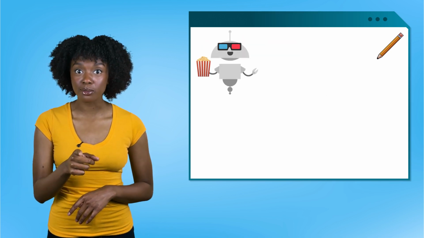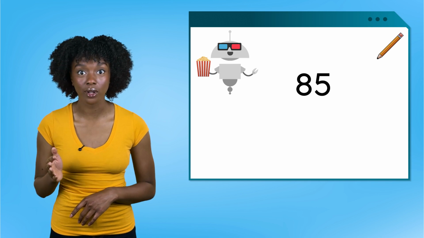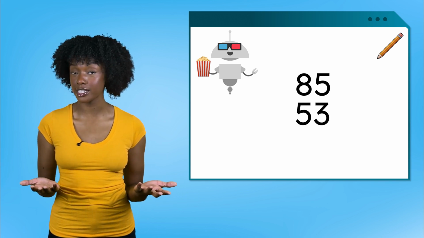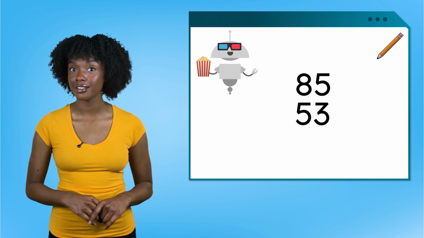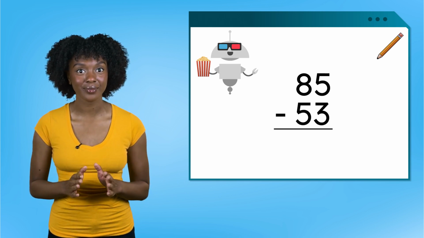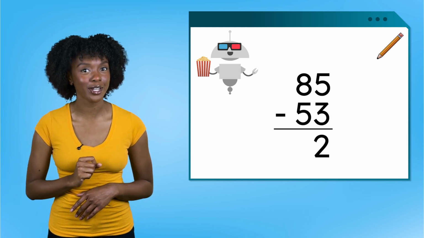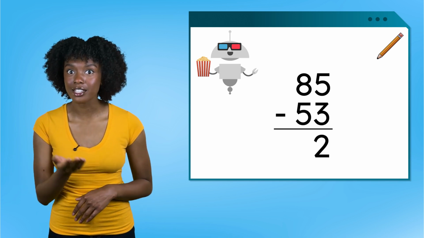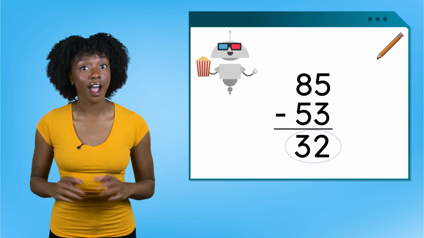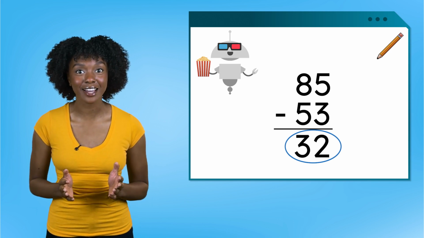Do you remember Mia's movie theater? One of the theaters can hold 85 people, and she has sold 53 tickets for today's show. How many seats are left? Start by setting it up vertically and then subtract. 5 minus 3 is 2. We put that in our ones place. 8 minus 5 is 3. We put that in the tens place. Our difference is 32. There are 32 seats left.